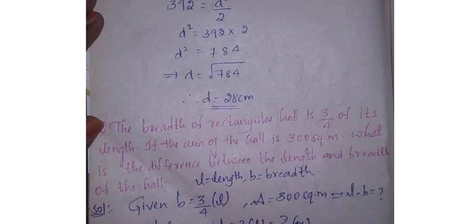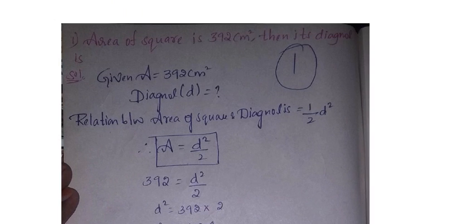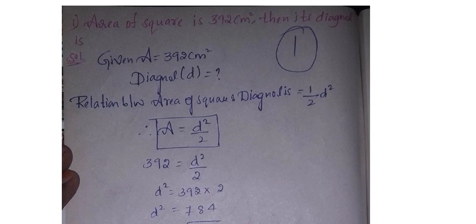I am zooming it, wait. See friends, what is the question given? The area of a square is 392 centimeter square. Then its diagonal is what they are asking. They gave us the area of the square and they are asking us to find the diagonal.